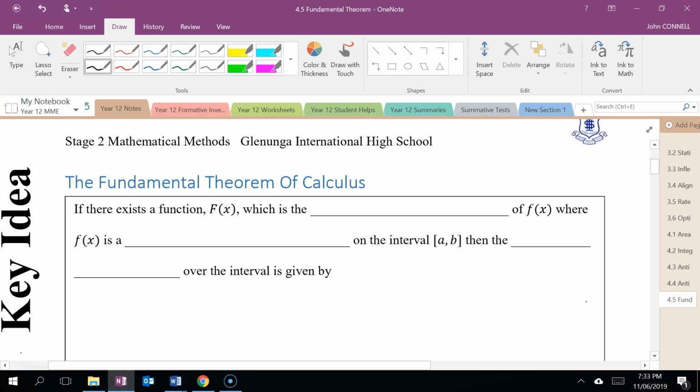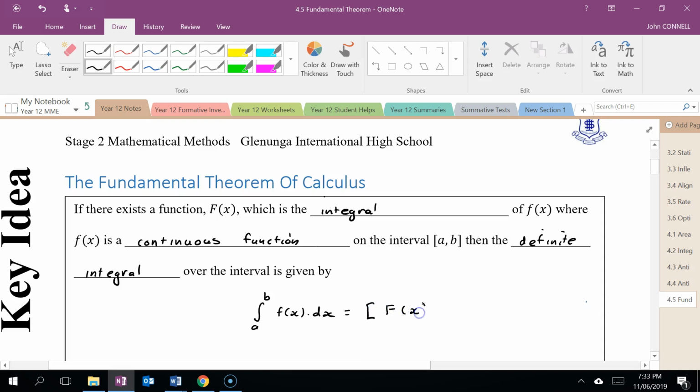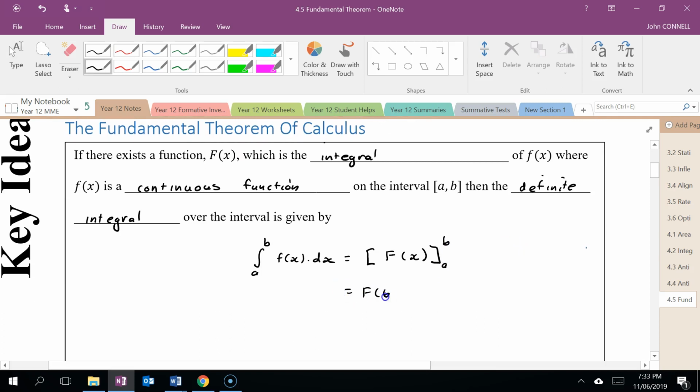Hi everybody, today we'll be looking at the fundamental theorem of calculus, which says if there exists a function, capital F of x, which is the integral of lowercase f of x, where f of x is a continuous function on [a, b], then the definite integral from a to b of f of x dx is given by capital F from a to b, and then we just go F of b take F of a.